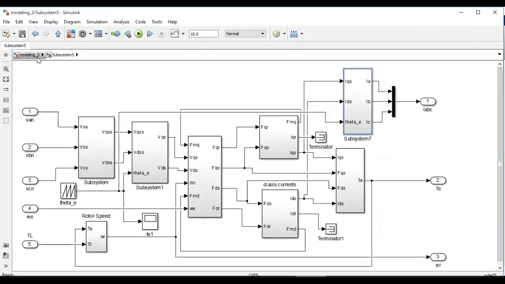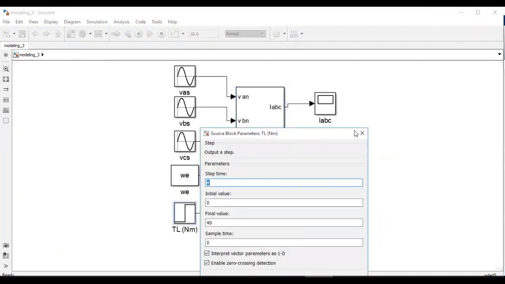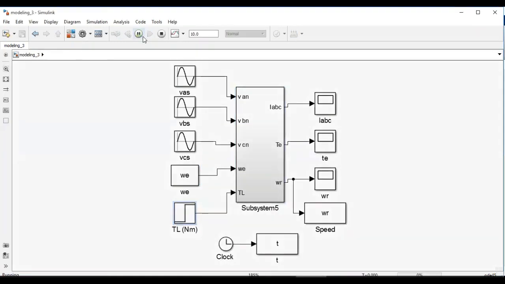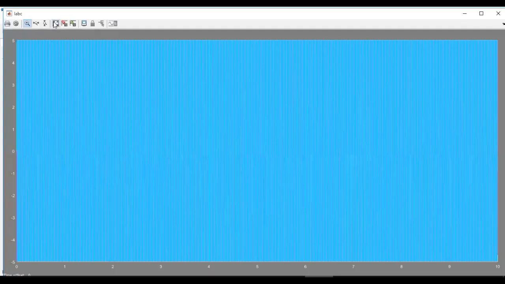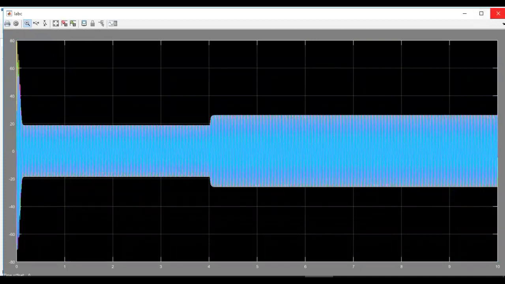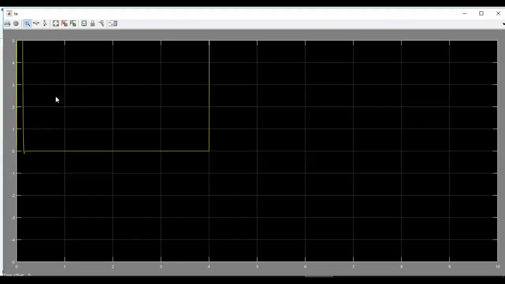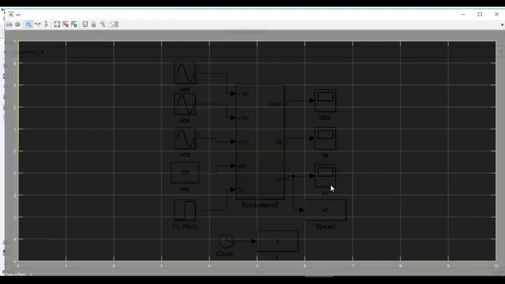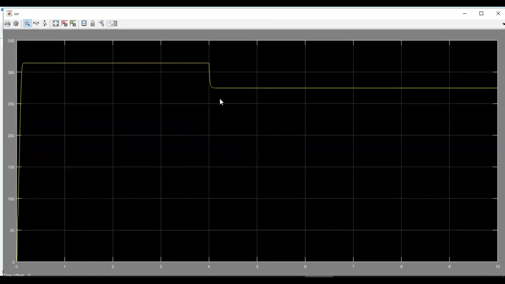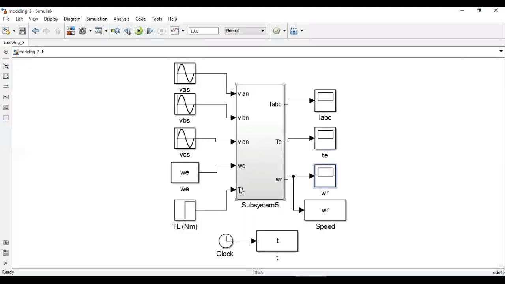So now I will run this model, and then I will check what results I get from this model. The same results are expected by running this model as well. So this is a rotating reference frame, and when I open this probe, you can see the same results are achieved over here. These are the three phase currents, right? Similarly, this is the electromagnetic torque which is generated by the motor, and this is omega r. You can also see the same behavior of the speed.